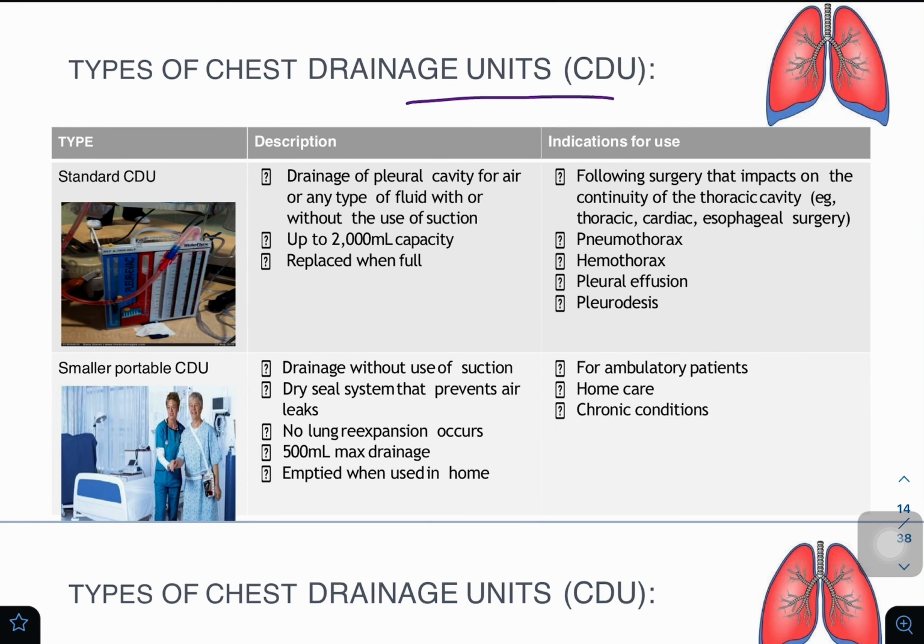Types of chest drainage units. Standard. There are some portable ones as well. Standard units are for drainage of the pleural cavity for air or any type of fluid, with or without the use of suction. It has a 2 liter capacity. It can be replaced when it is full. Indications for use: following surgery that impacts the continuity of the thoracic cavity, pneumothorax, pleural effusion, pleurodesis.